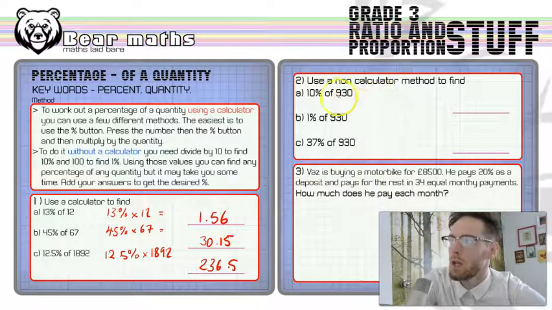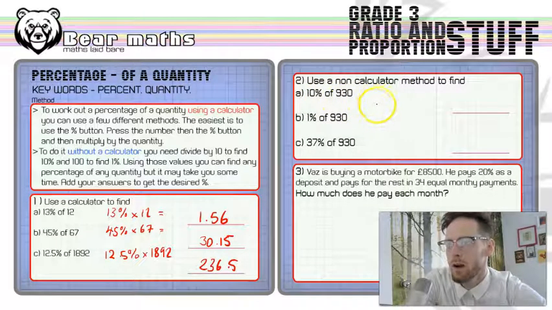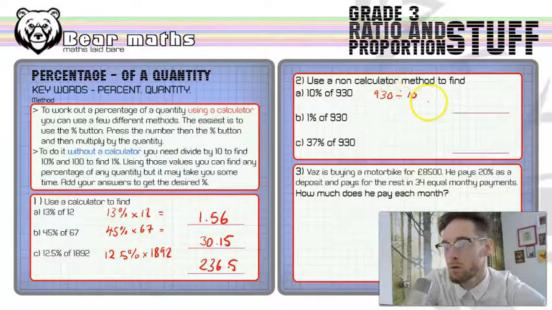Now, we've got to use a non-calculator method to find these three answers. First of all, the easiest thing to do, 10%. 10% is just dividing by 10. So we're going to take 930 and divide by 10, and that's just knocking a 0 off if there is a 0, or moving the decimal place back one space. So that is equal to 93.